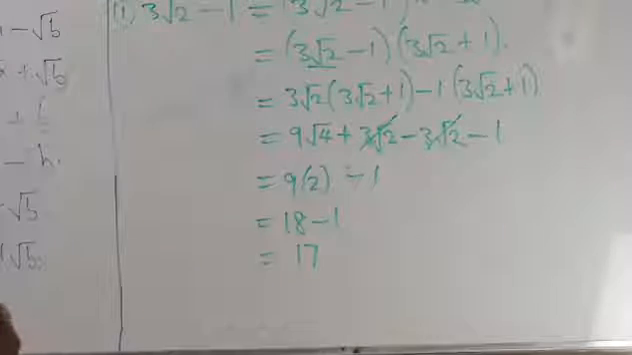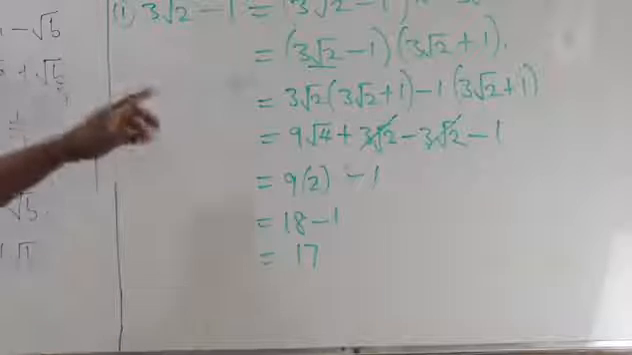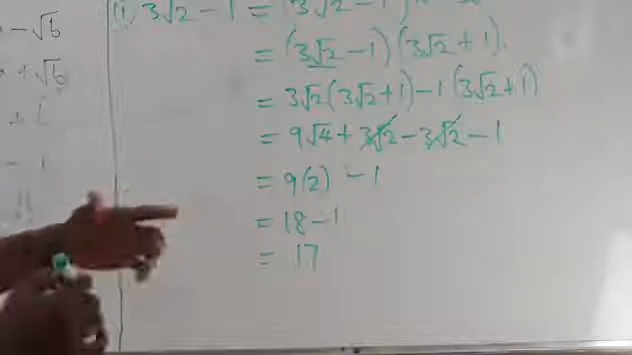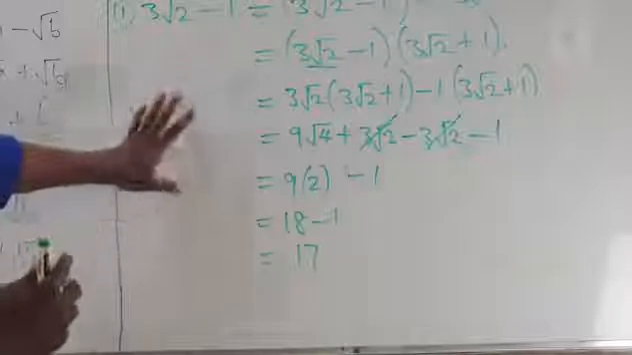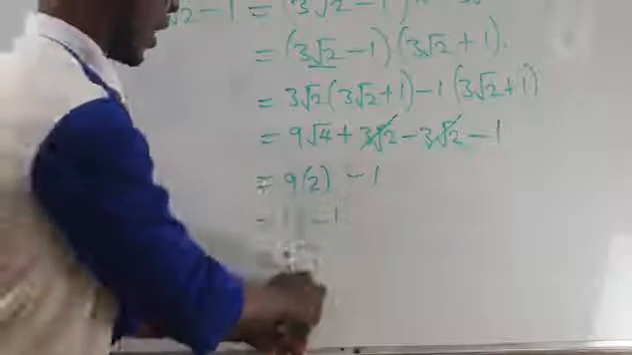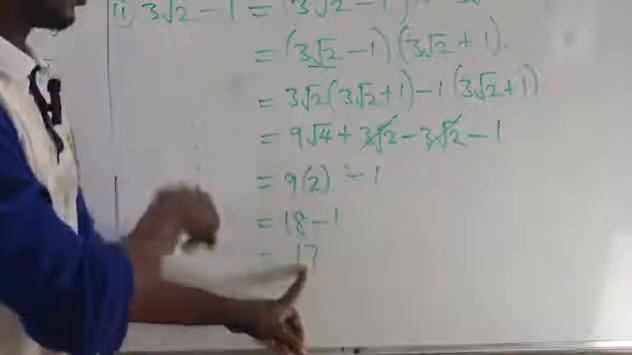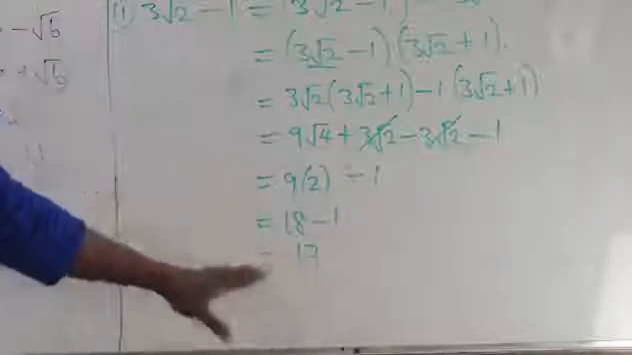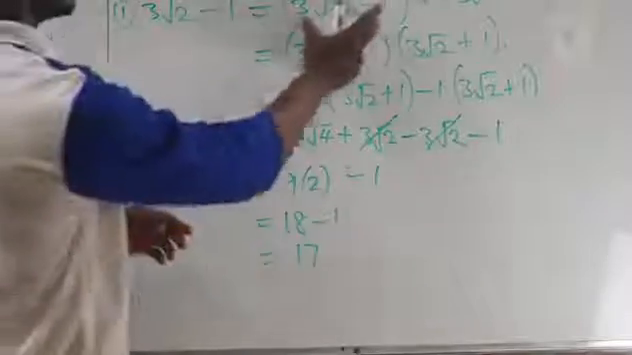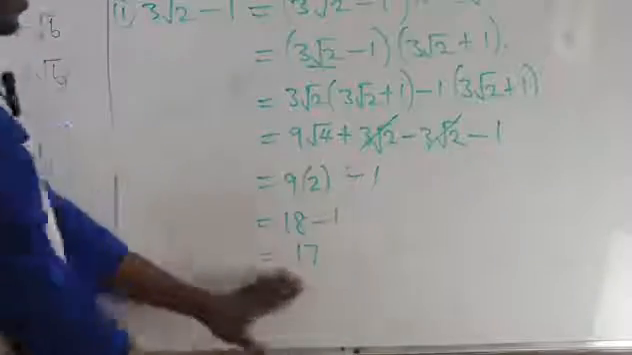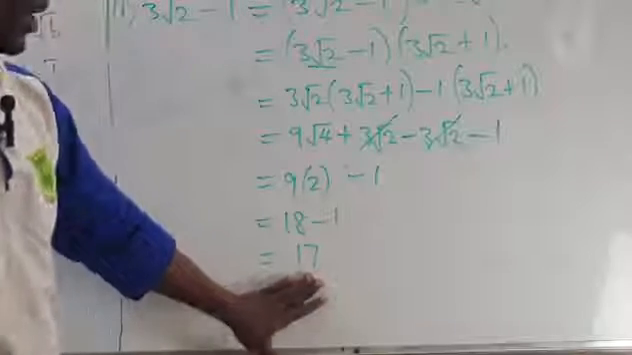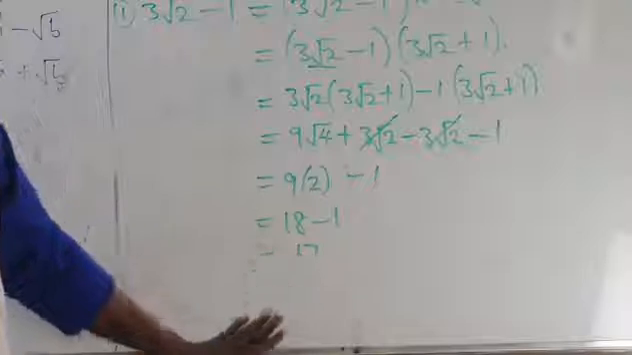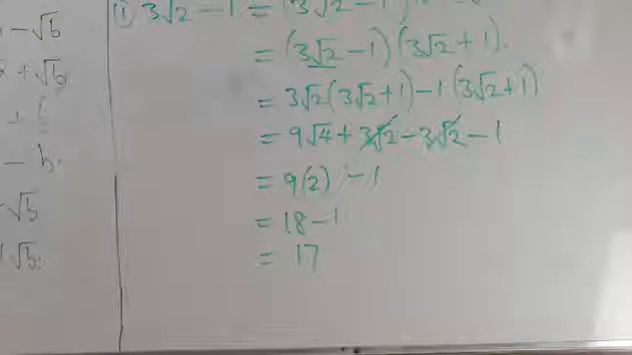So the definition of the conjugate implies that two surds are said to be conjugate of each other when their result gives rise to what? Rational number, that is non-surd number. So we have a non-surd number when we multiply the surd with its conjugate. So we have a rational number, which is a non-surd number. So that is the first question.